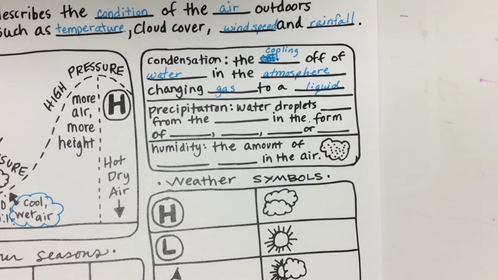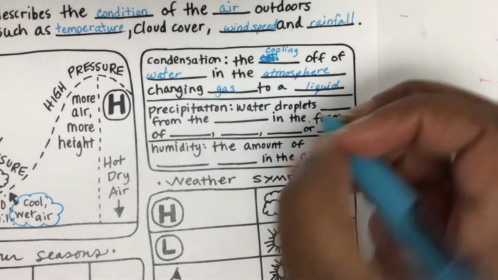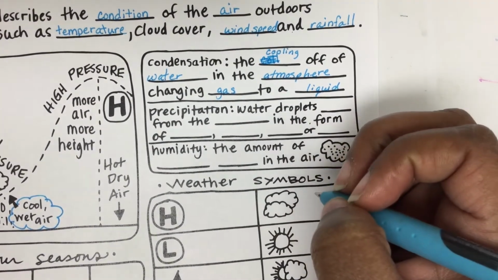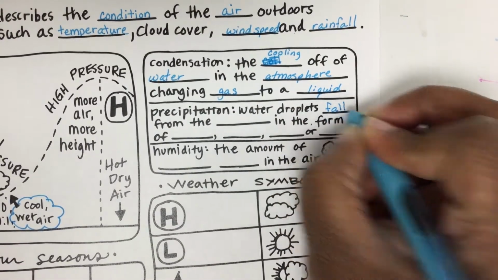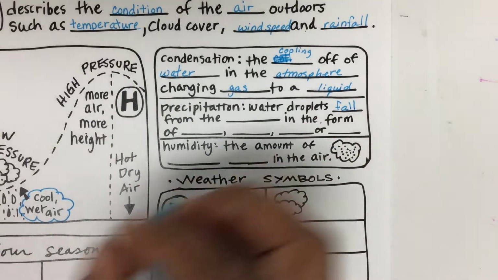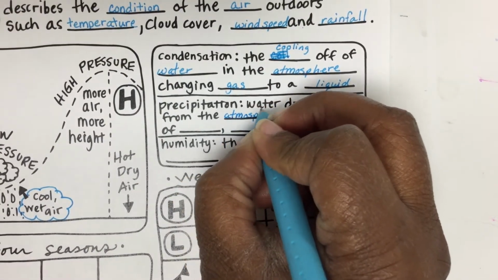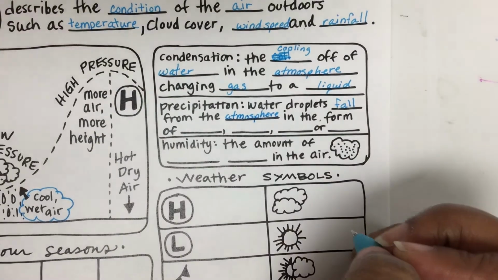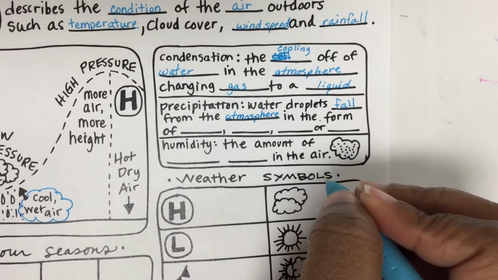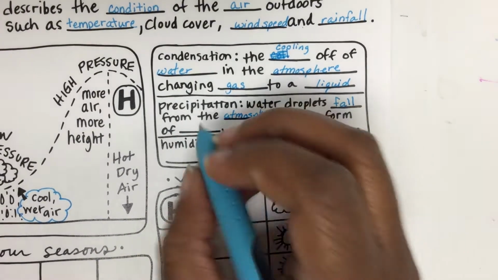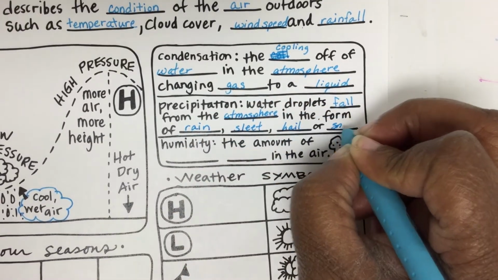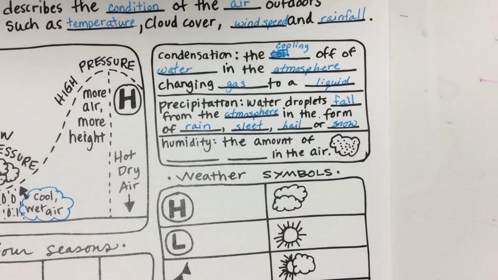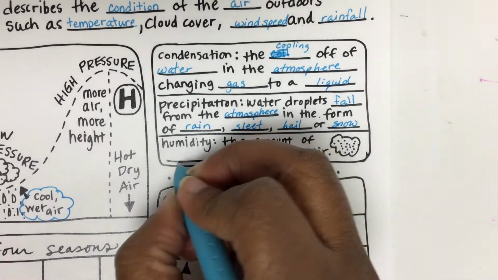Precipitation is when water droplets fall from the atmosphere. They have to be falling to be precipitation. I think that confused a couple people when we talked about the water cycle. So they can fall in the form of rain, sleet, hail, or snow. Humidity just means the amount of water vapor in the air, so the amount of moisture in the air.